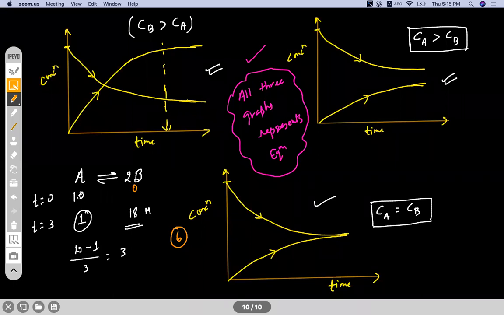I'm taking the rate of forward reaction as 3, but what rate are we getting here? The time is 3 seconds only for both. So 18 minus 0 divided by 3 is 6 we are getting. So you can ask yourself, it is not the equilibrium state.